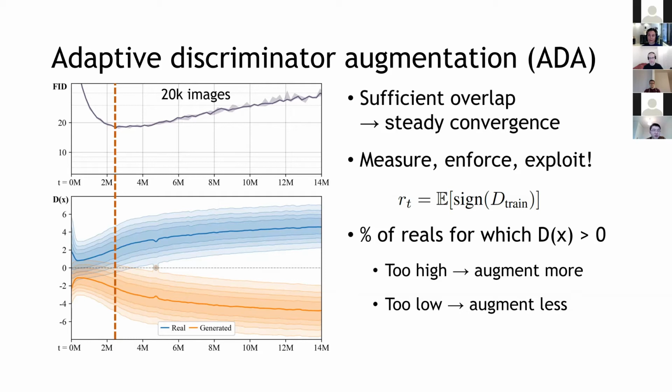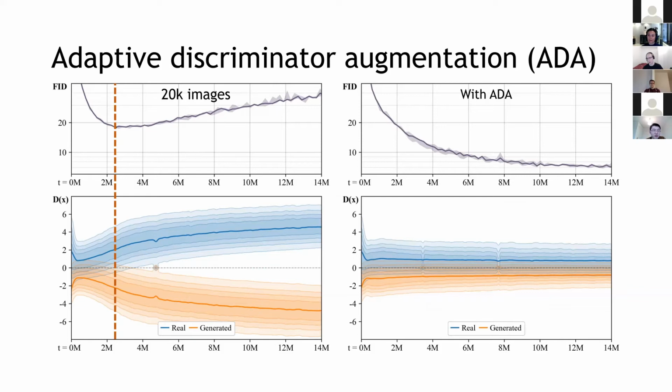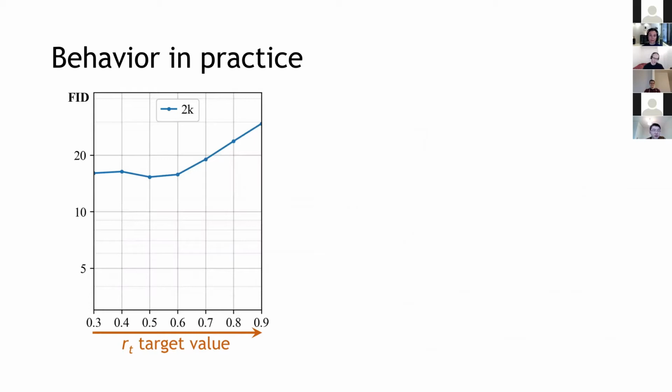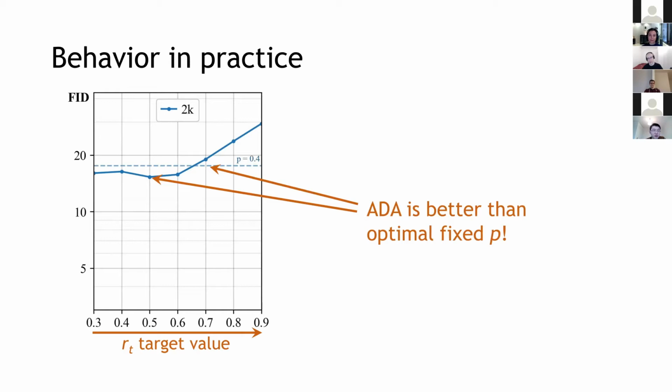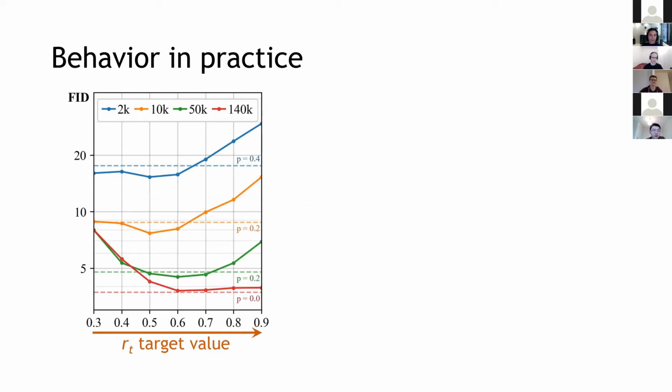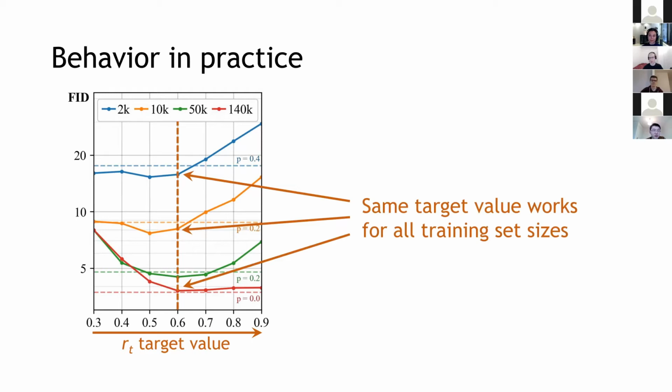And here's what happens when we turn it on. The distributions keep overlapping all the way throughout training, and the FID just keeps decreasing. Which target value should we choose then? Here's again a plot where the x-axis is the target value, and we can already see that ADA is actually giving us better results than the best fixed p, which is promising. And when we look at different training set sizes, we can see that the behavior is very consistent. The same target value works equally well for all training set sizes. So we'll just use this value and keep the hyperparameters fixed.